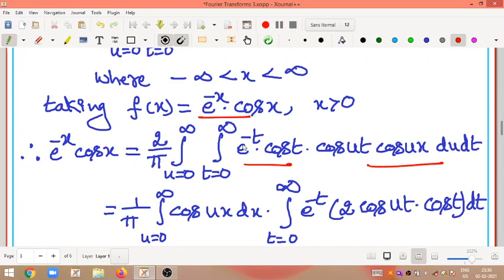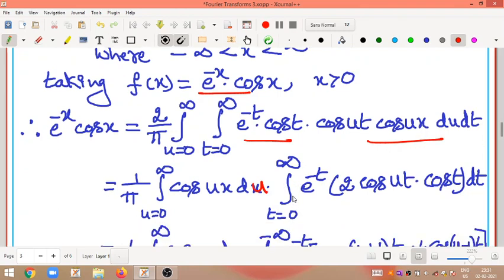So here 2 take inside. So that's why 1 by pi into integral u is equal to 0 to infinity cos ux into du, into integral t is equal to 0 to infinity e power minus t into 2 cos ut into cos t into dt. So this one, 2 into cos ut into cos t, these two terms into dt.